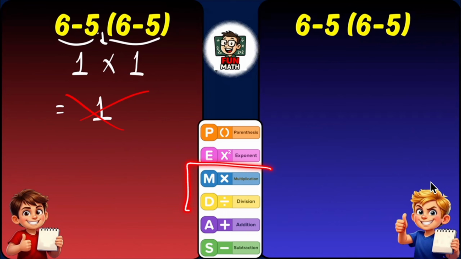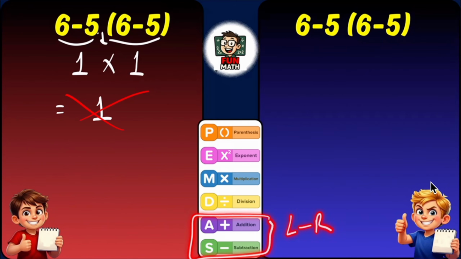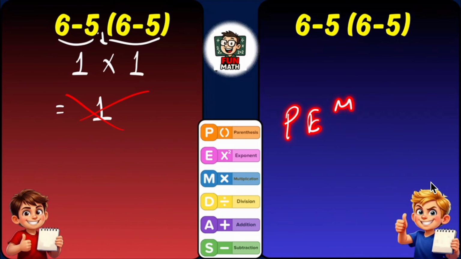There is no order between multiplication and division. Operations are done from left to right. Similarly, there is no order between addition and subtraction. Operations are done from left to right. Okay. P, parenthesis, E, exponent, M and D, multiplication and division, A and S, addition and subtraction.